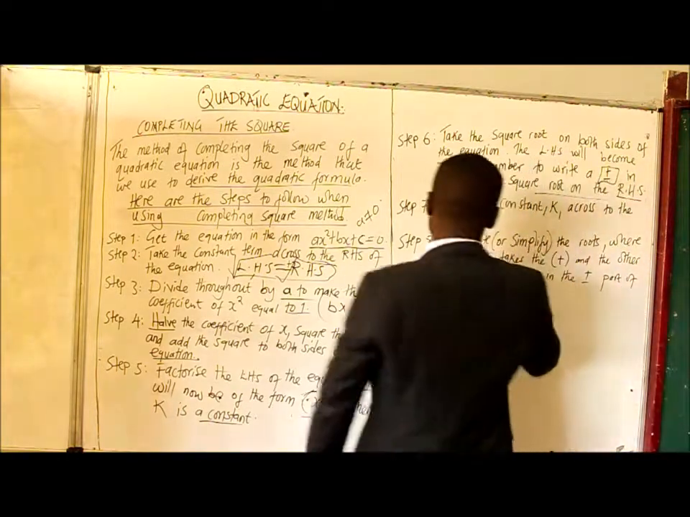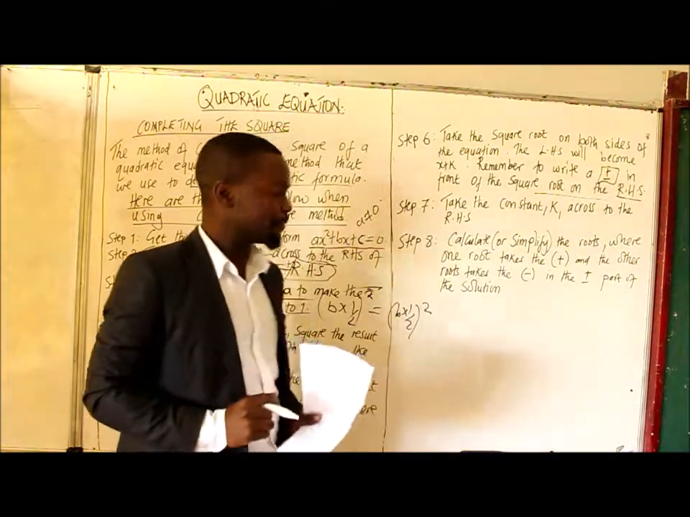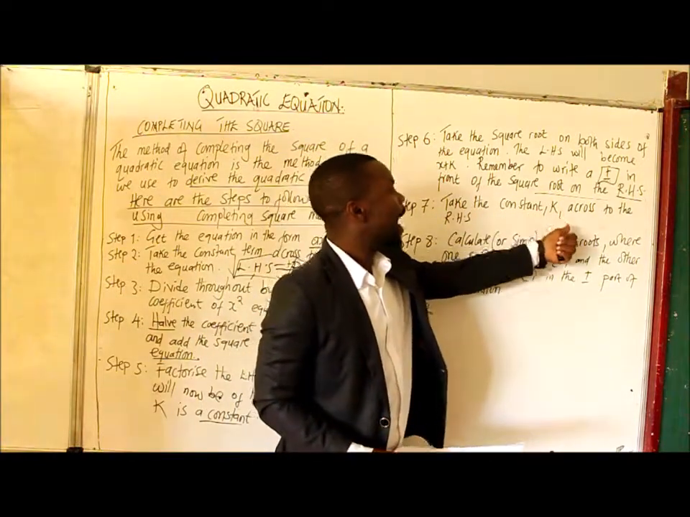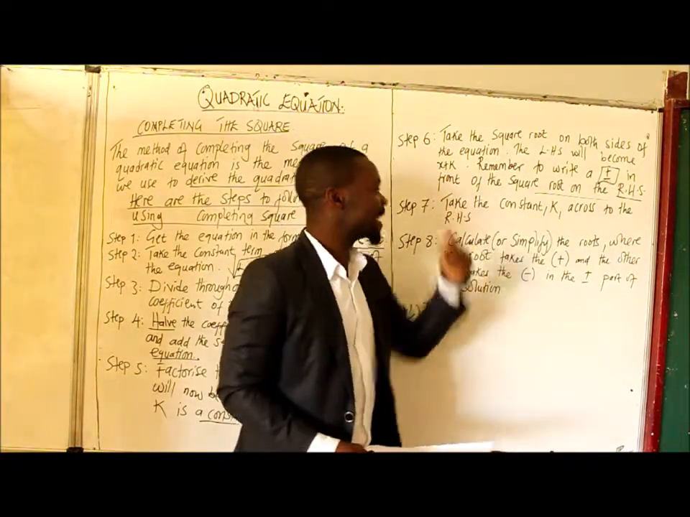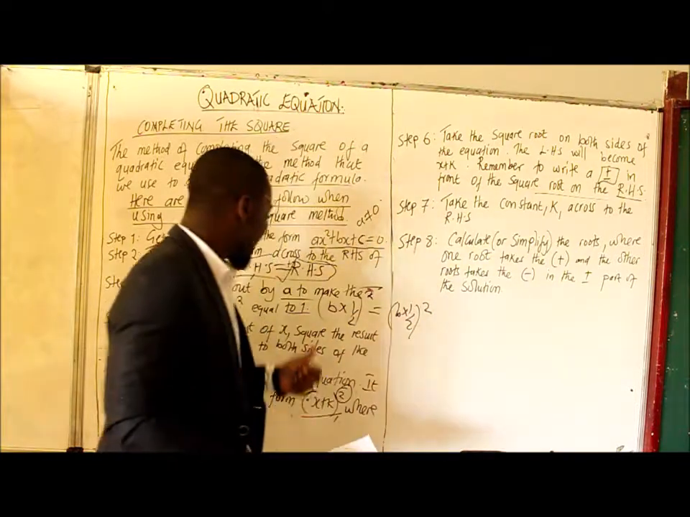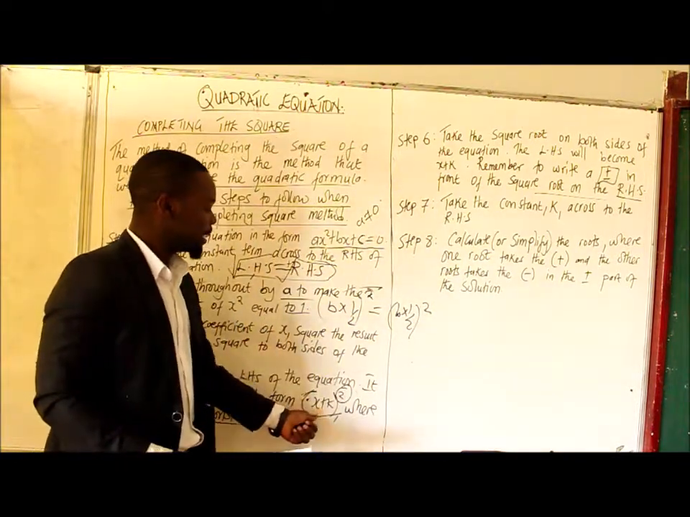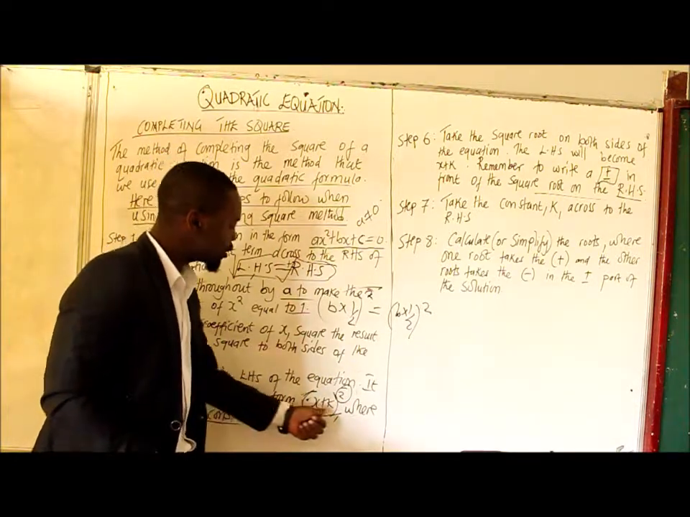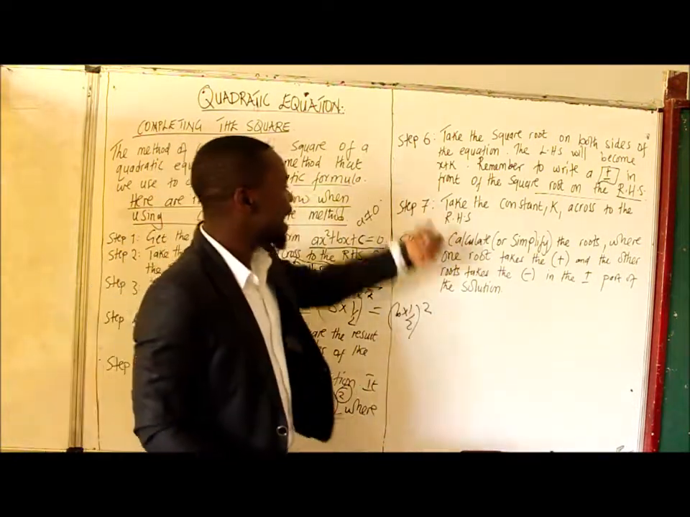When you are done with that step, go to step 7. Step 7 is saying, take the constant k across to the right-hand side. This simply means make x the subject of the formula, by crossing this k to the right-hand side.